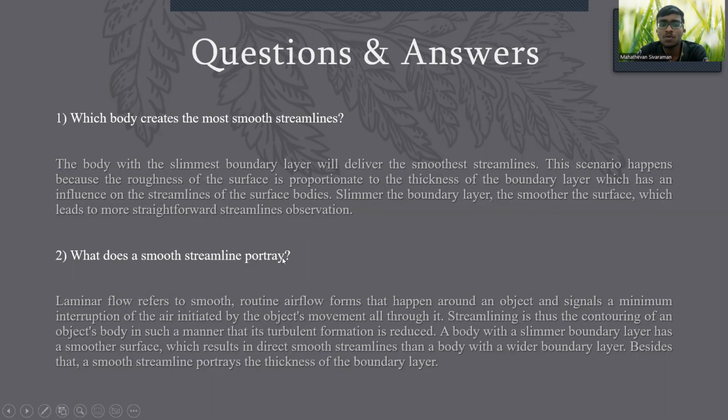What does a smooth streamline portray? Laminar flow refers to smooth, regular airflow patterns that happen around an object and signals minimum interruption of the air caused by the object's movement through it. Streamlining is thus the contouring of an object's body in such a manner that turbulent formation is reduced. A body with a slimmer boundary layer has a smoother surface, which results in more direct, smooth streamlines than a body with a wider boundary layer. Besides that, a smooth streamline portrays the thickness of the boundary layer.